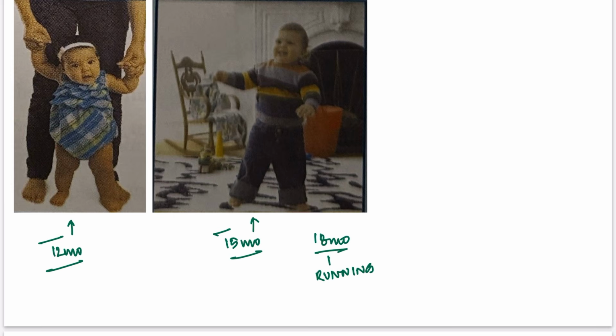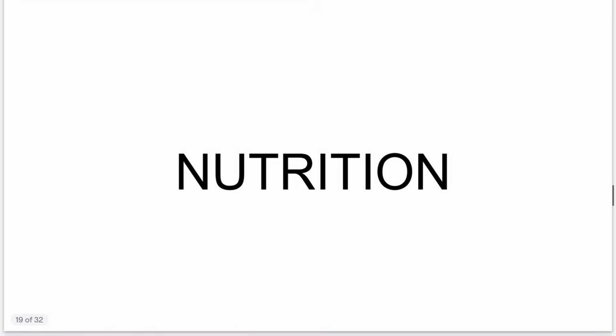Right? So walking with support, with hand held, comes at 12 months. At 15 months, the child would be walking independently, and at 18 months, the child would be running. So these are some important milestones that we covered.